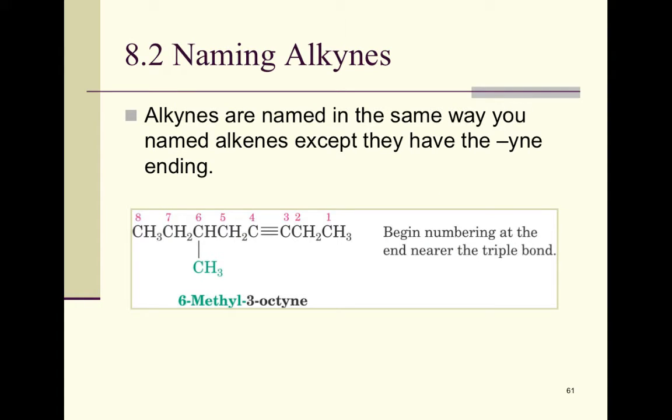Naming alkynes. Alkynes are named the same way you named alkenes, except they have a YNE ending. You begin numbering at the end nearer the triple bond. On our example here, coming from right to left, the triple bond starts on carbon 3. The name of this compound is 6-methyl-3-octyne.